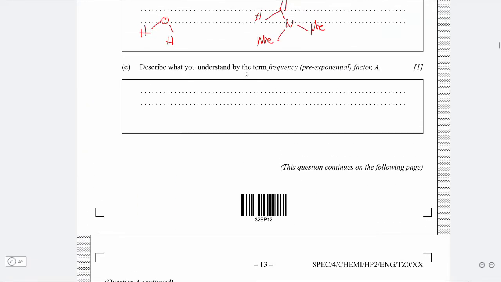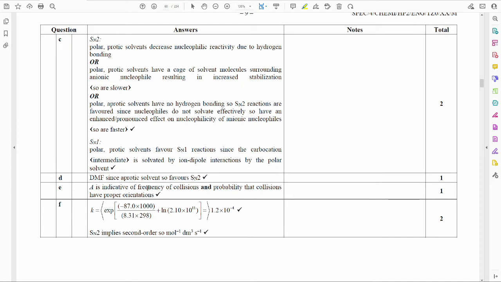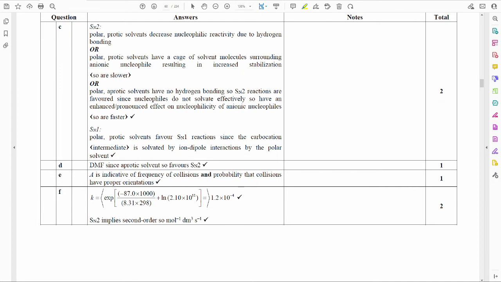Okay, describe what you understand by the term frequency or pre-exponential factor A. So this is referring to the pre-exponential factor in the Arrhenius equation, which I think is k equals A times e to the power of minus activation energy over RT. So the pre-exponential factor here is a frequency. It accounts for the frequency of collisions and the probability of the collisions being in the right geometry. Yeah, frequency of collisions and proper orientations.